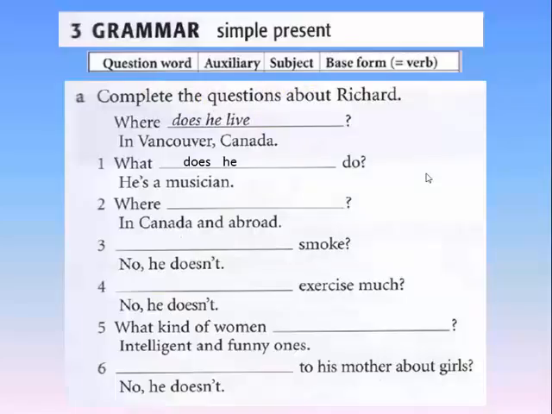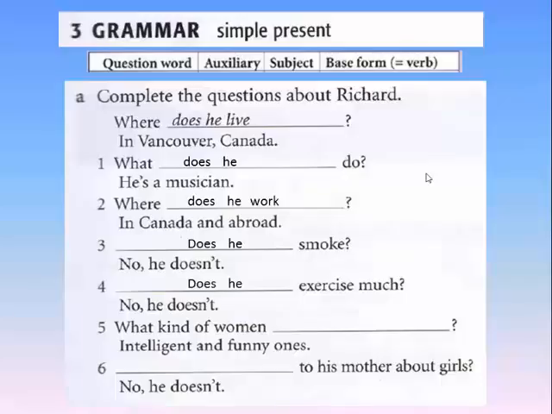Where in Canada and abroad? We want to know about work. So the question is, where does he work? Smoke? No, he doesn't. We want to know about his habits and smoke. So the question is, does he smoke? No, he doesn't. Exercise much? No, he doesn't. We want to know his routine about exercise. So the question is, does he exercise much?